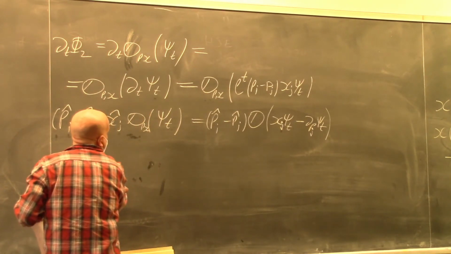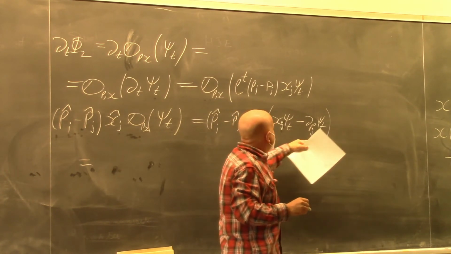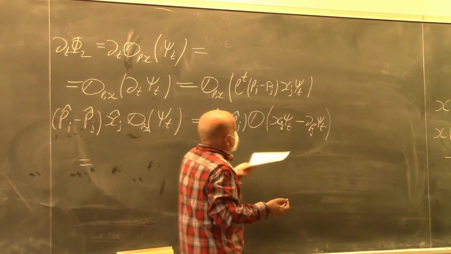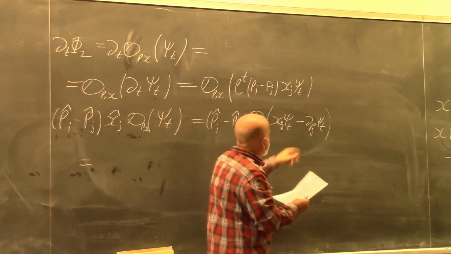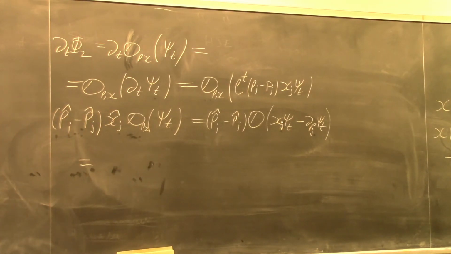But this can be computed explicitly. So psi is given explicitly, and I can just compute what's inside. I can compute the derivative with respect to pj of psi.